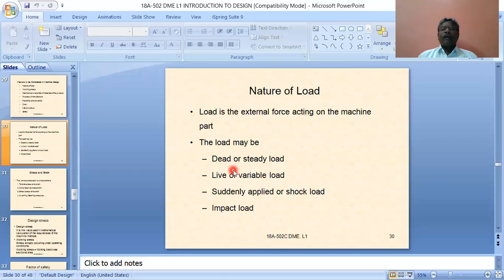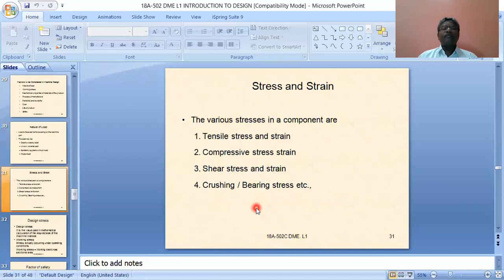They are point loads, uniformly distributed loads, and uniformly varying loads. Here in this case, dead load or steady load, live or variable load, suddenly applied load or shock loads, and impact loads. Whereas some other loads I told you already: point loads, uniformly distributed loads, uniformly varying loads. These are the different types of loads.